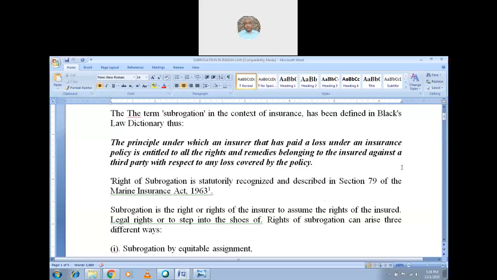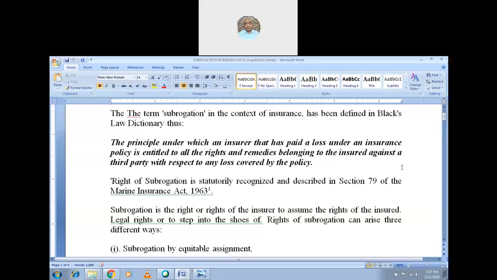So the right of subrogation is statutorily recognized and described in section 79 of the Marine Insurance Act 1963. It did not say about the transfer of property. Other insurances are different; section 79 of the Marine Insurance Act covers marine insurance, where the premium is more, because in the marine aspect the probability of drowning is more, and hence the premium is more. That's why a separate act, the Marine Insurance Act of 1963, is made.